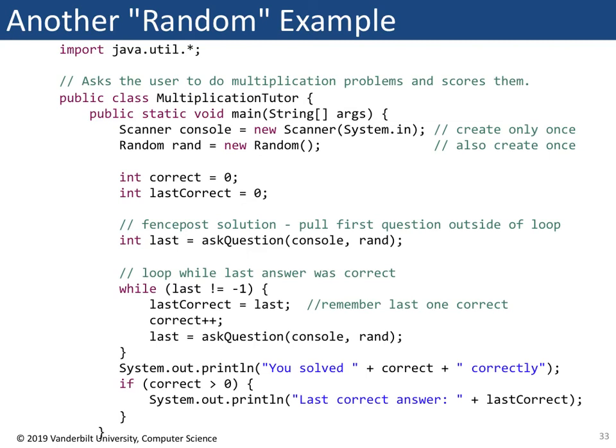Then we print out, once they get one of these questions wrong, the -1 will be the value of last. So at that point we'll stop executing the loop and we'll jump to the following statements. We'll print out you solved and then however many they got correctly. Then we'll print out if they got more than 0 correct. So if they didn't miss the first question, we will print out the last correct answer and then last correct as well. So now let's look at the internals of ask question.